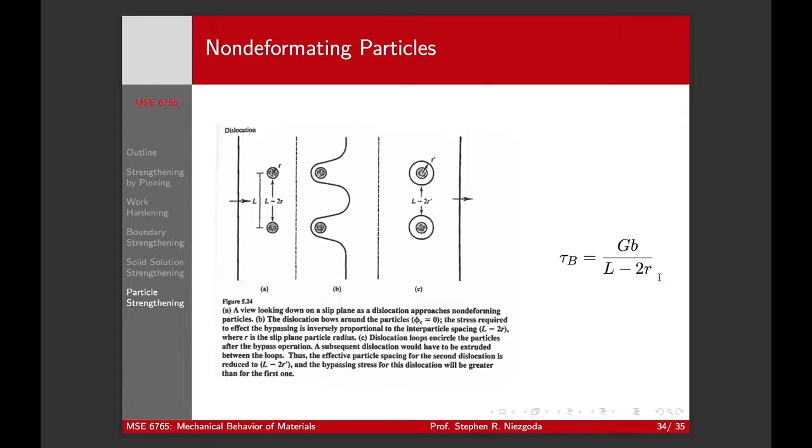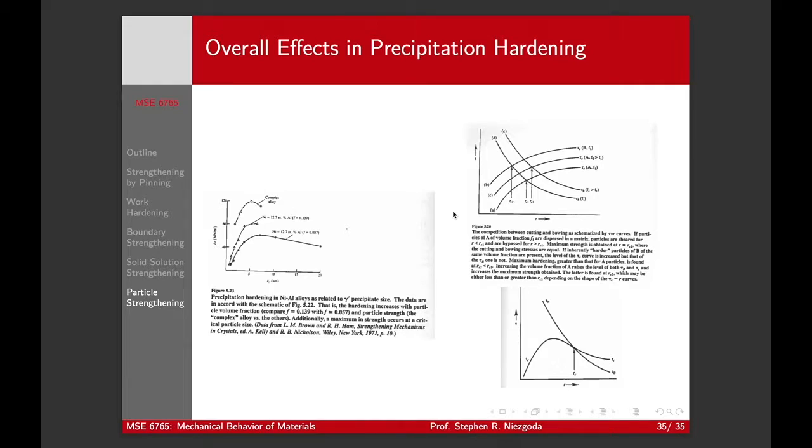And if this denominator becomes smaller because our L prime, right, is now smaller, so our tau, our stress that we need to bypass, becomes higher. Okay, and so we have this overall effects, right?